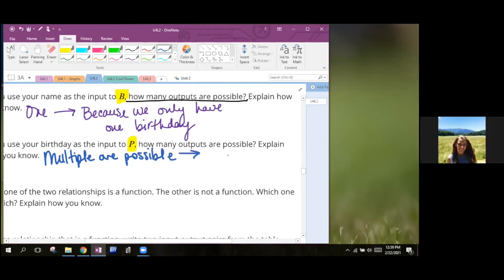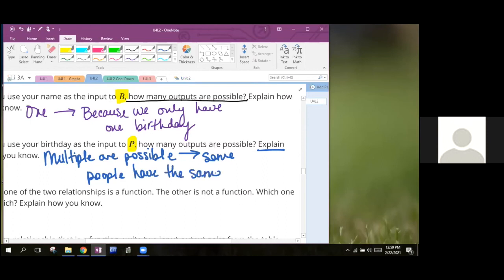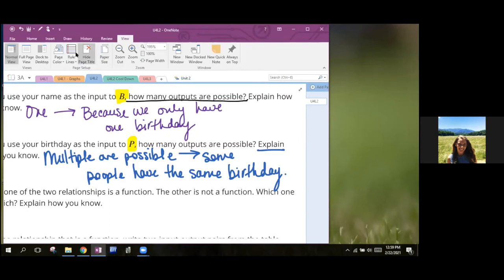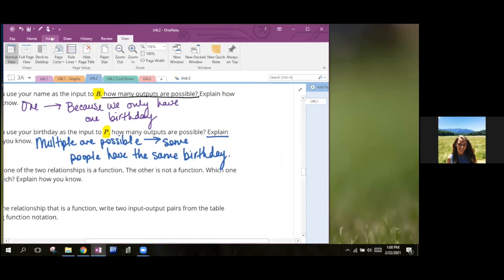And then it says to explain. So why can there be multiple outputs? What did we just say? Multiple people have the same birthday. All right, so give y'all a second to write that down.